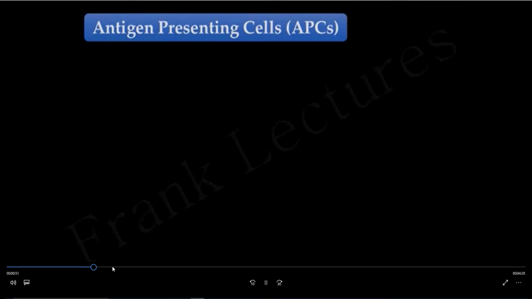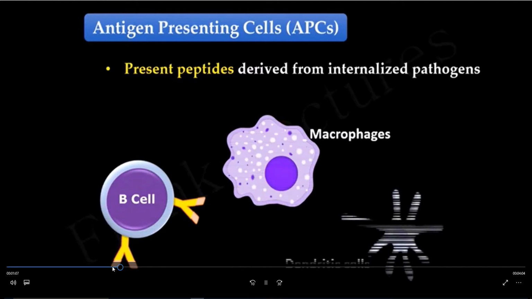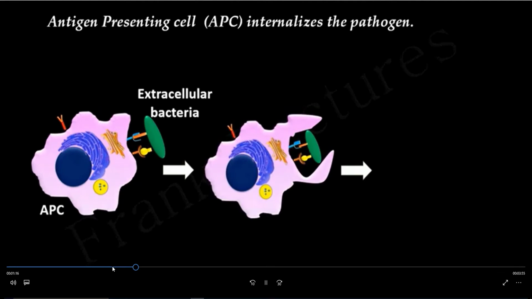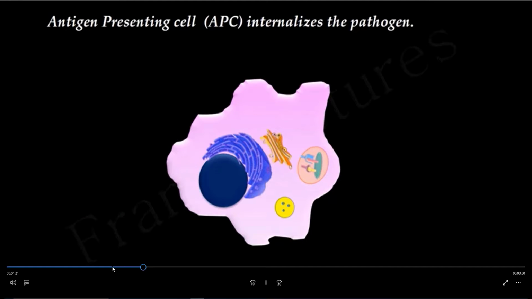The cells involved in this pathway are antigen-presenting cells. Recall that antigen-presenting cells are phagocytic cells which present peptides derived from internalized pathogens. These include B cells, macrophages, and dendritic cells. The pathway starts when extracellular antigens such as extracellular bacteria are internalized by the antigen-presenting cells. Let's zoom in to study this pathway.